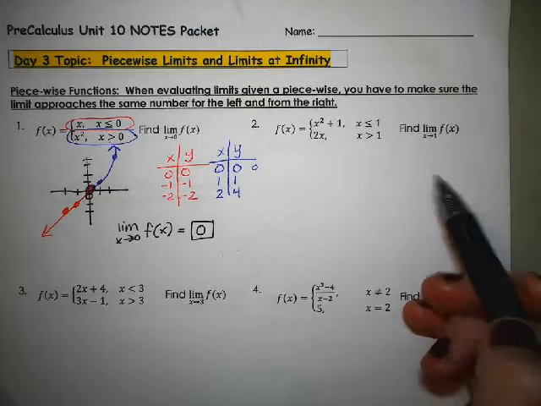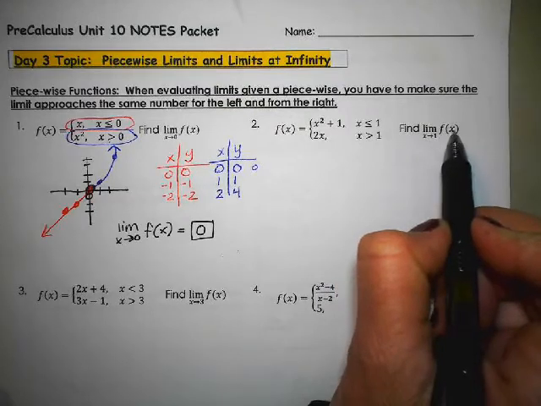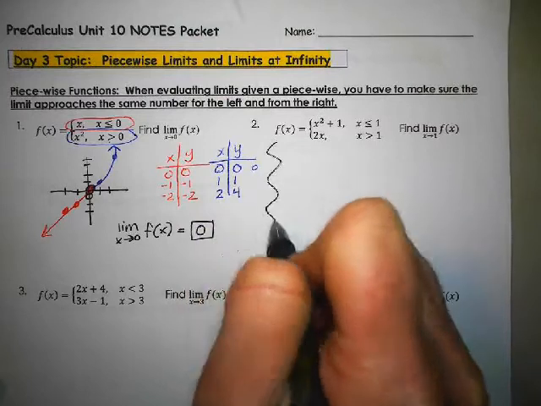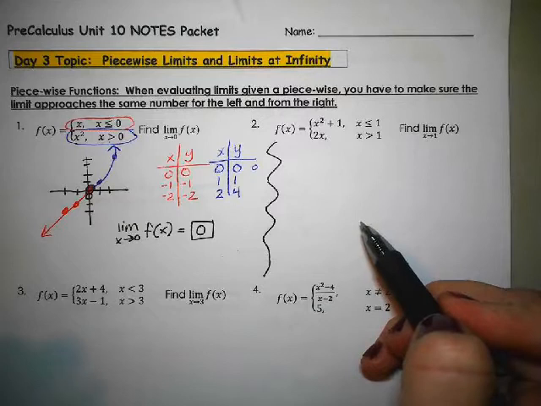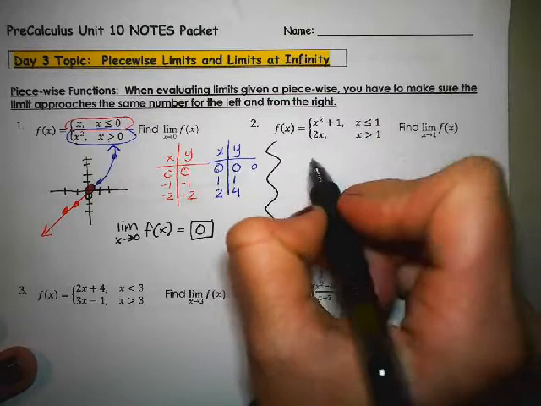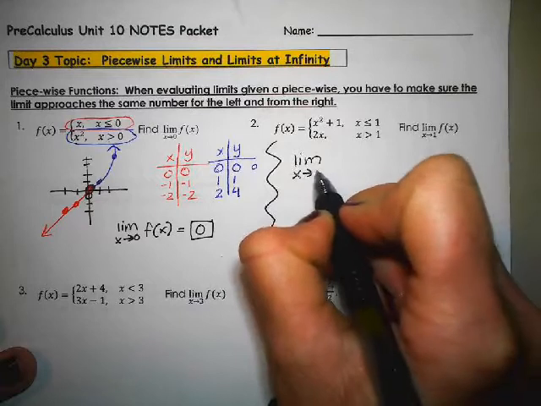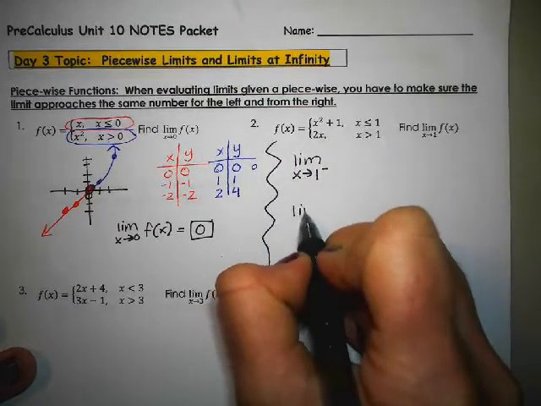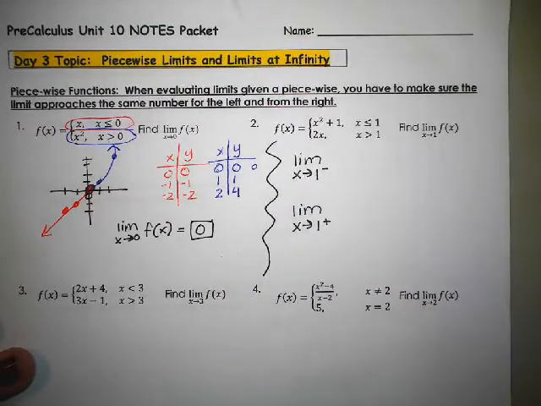On number 2, the question's asking, find the limit as x approaches 1 of f of x. And I'm not going to graph it. What I'm going to do is I'm going to make sure that coming from the left, I get an answer, and coming from the right, I get an answer, and I need to make sure that those answers are the same. So here's how I do it notation-wise. I'm going to say the limit as x approaches 1 from the left by putting a little minus sign there. And then I'm going to find the limit as x approaches 1 from the right. I have to make sure that I show both sides.